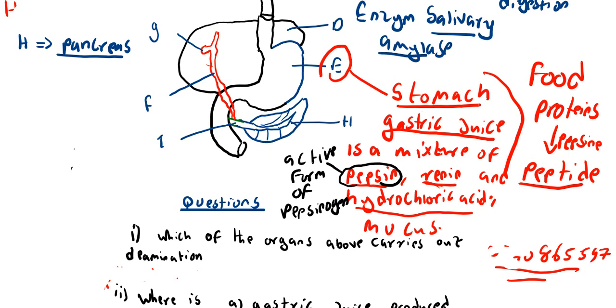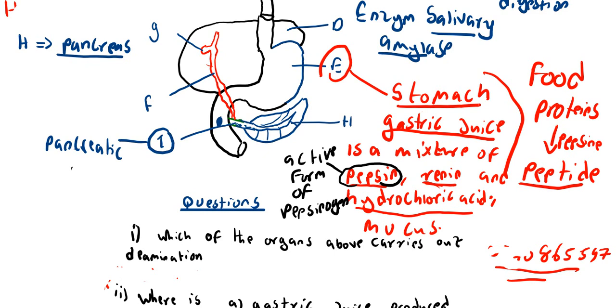When you're looking at pancreatic juice, one thing that you're supposed to understand is that it's produced by the pancreas, then it flows through this duct. This duct that I'm talking about here is labeled I. It's the pancreatic duct. So after pancreatic juice is produced, it flows through the pancreatic duct all the way to this region, which is known as the duodenum.